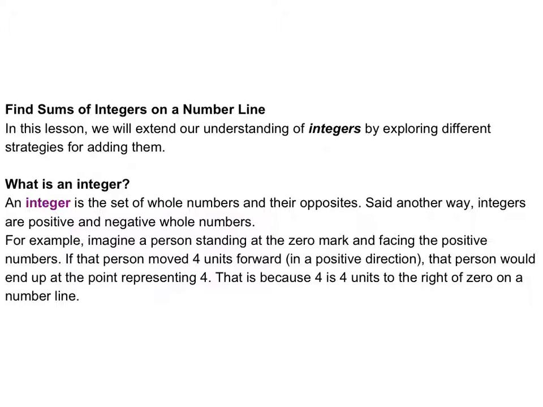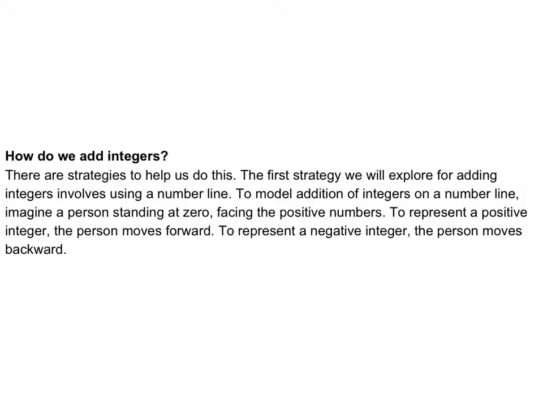For example, imagine a person is standing at the 0 mark and facing the positive numbers. If that person moves 4 units forward, or in the positive direction, that person would end up at the point representing 4. That's because 4 is 4 units to the right of 0 on our number line. To add integers, there are some strategies to help us. The first one involves using the number line. To model addition of integers on the number line, imagine a person is standing at 0 facing the positive numbers. To represent a positive integer, we move forward. To represent a negative integer, they move backwards. We're going to do some examples of that here in a sec.